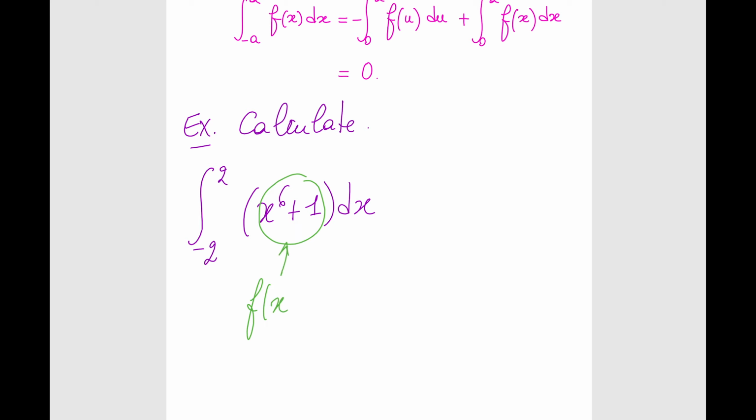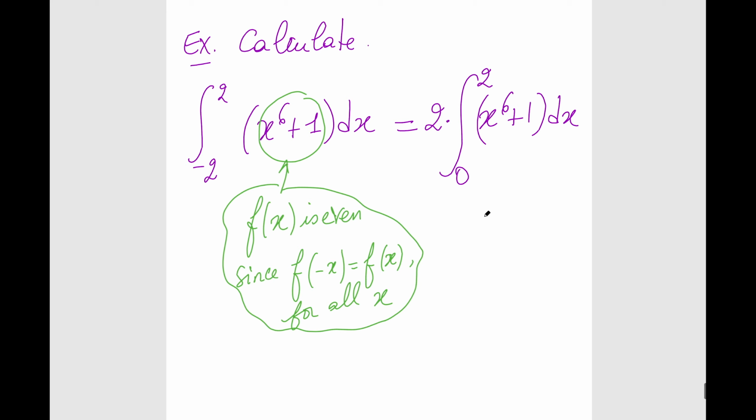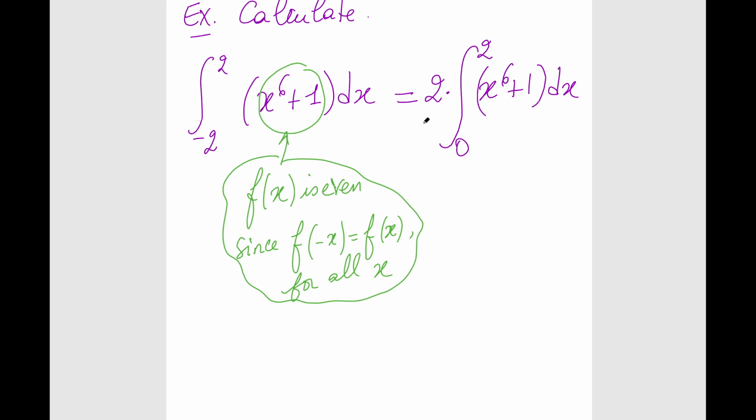Because it's the sum of two even functions. This is even, since f of negative x is equal to f of x for all x. Correct? For all x. Agree with that? As such, what do we get? Based on the previous result, this is twice the integral from 0 to 2 of x to the 6 plus 1 dx. You agree with that? So we cut the work in half in some sense.